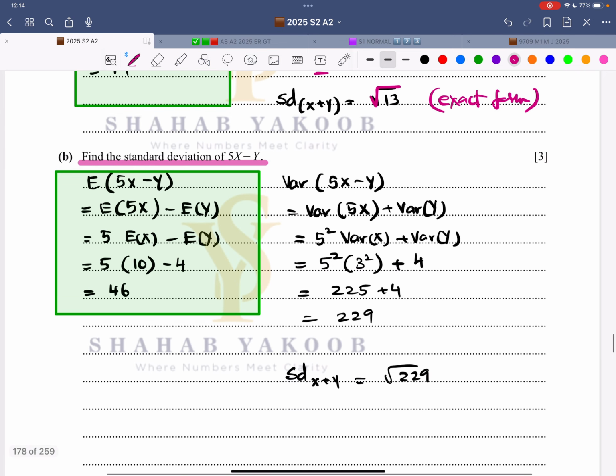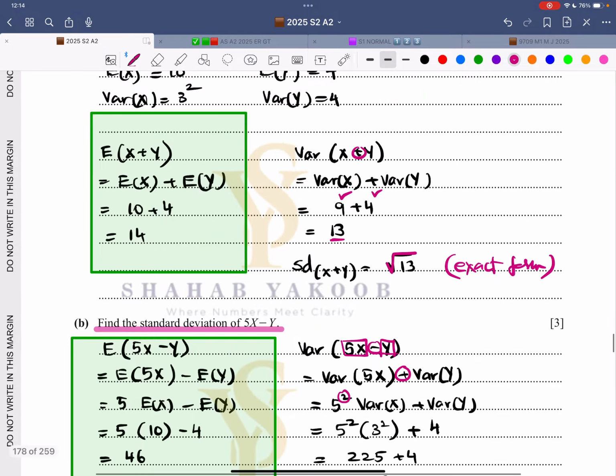Find the standard deviation of 5X minus Y. So the variance of 5X minus Y, but this becomes plus. Variance is always added. Don't forget the squaring. That is 229. The standard deviation is the square root of 229. Again, write that you have left the answer in the exact form.